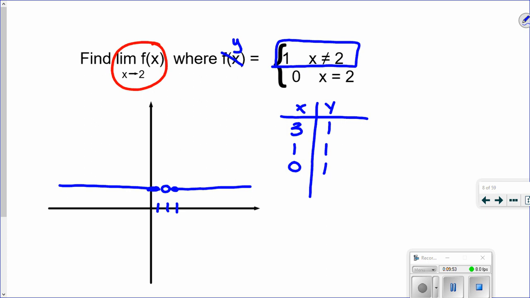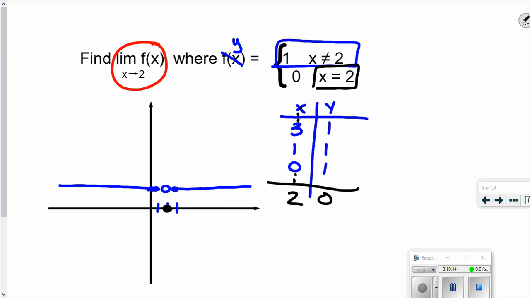Then it says when x is 2, that one spot where x equals 2, the y value is 0. So there's our y value. That one spot where x is 2, y is 0. Every other place in all of the domain, the y value is 1. But that one spot, the y value is 0.